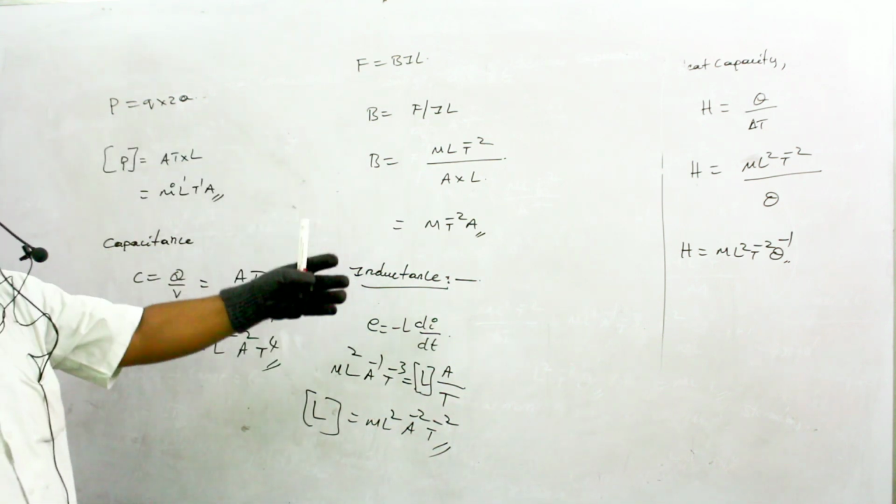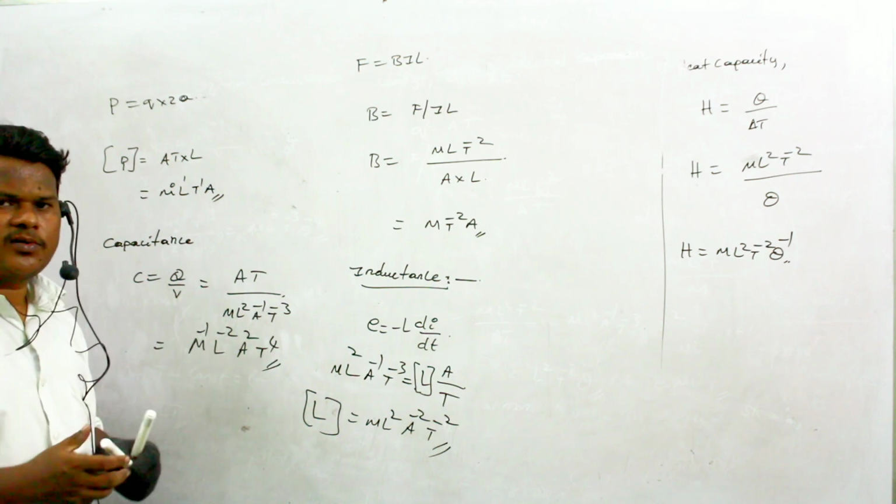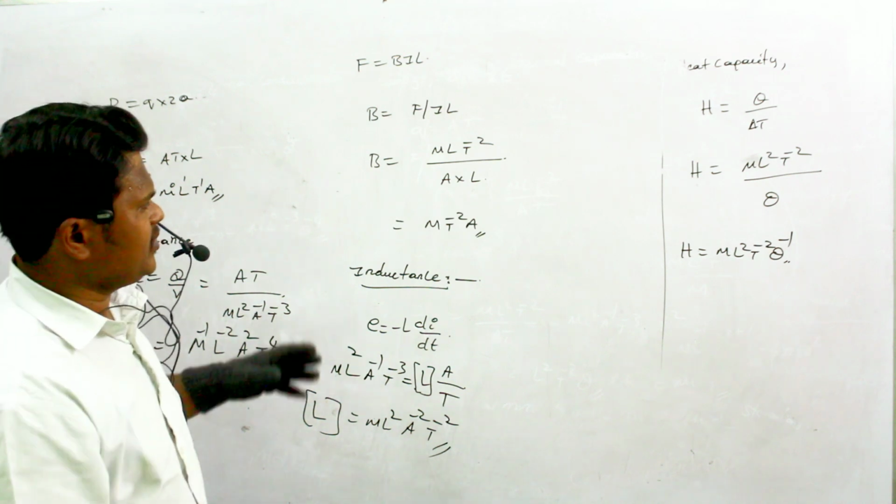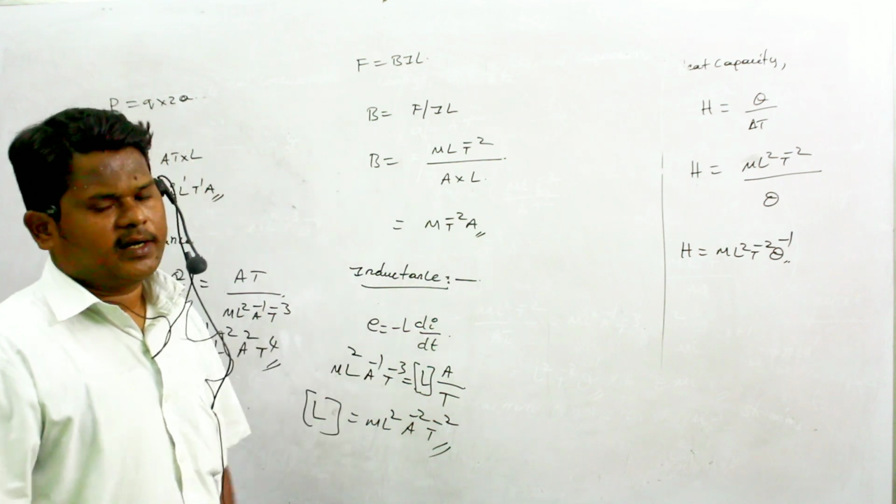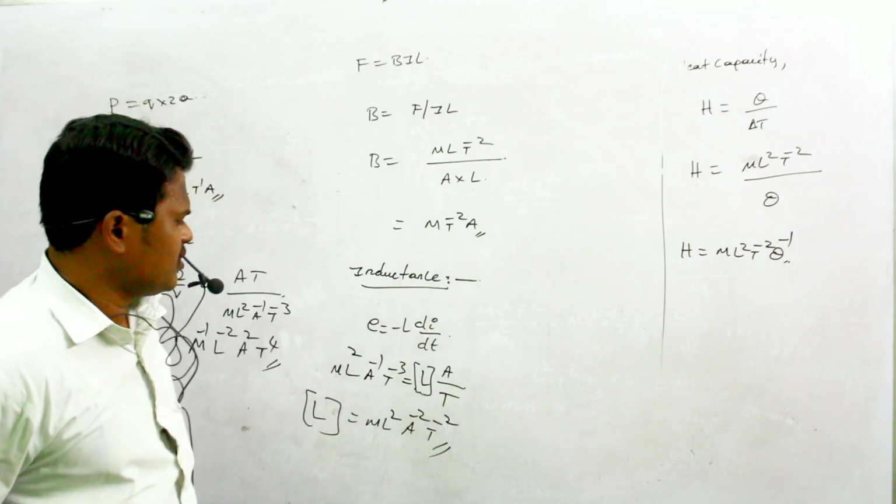So what we have understood here is, if we know the formula of any physical quantity, very easily we can find out the dimensions of physical quantities.